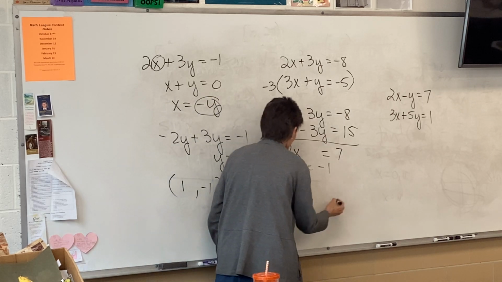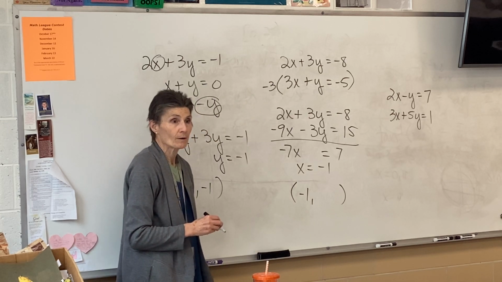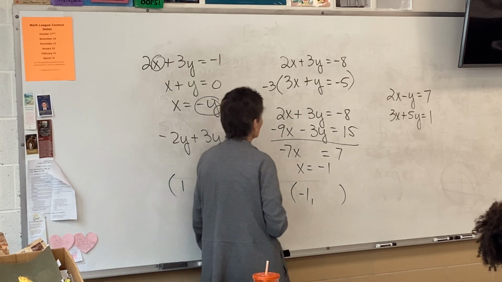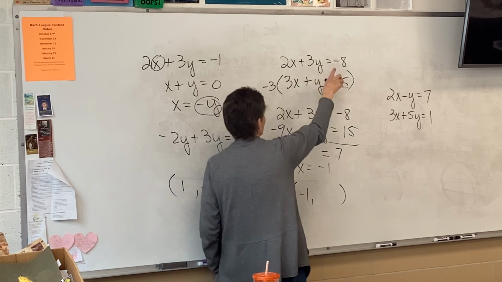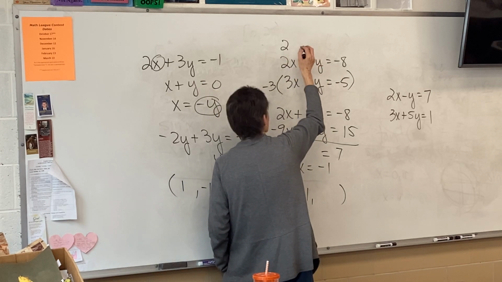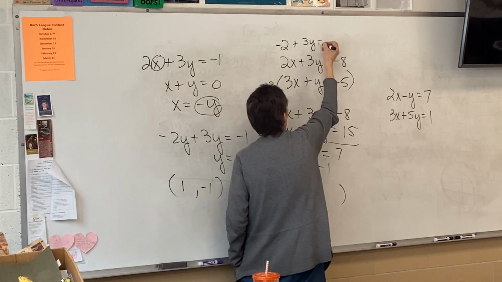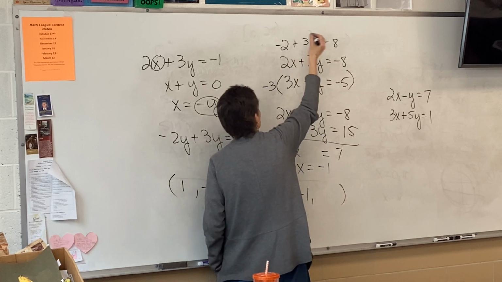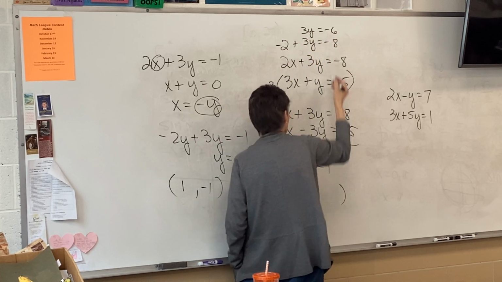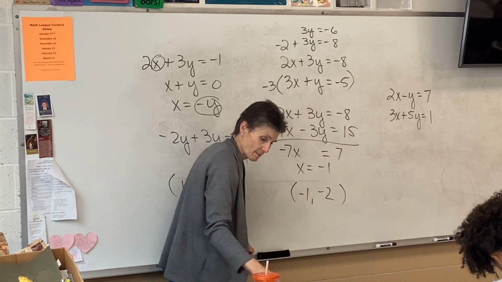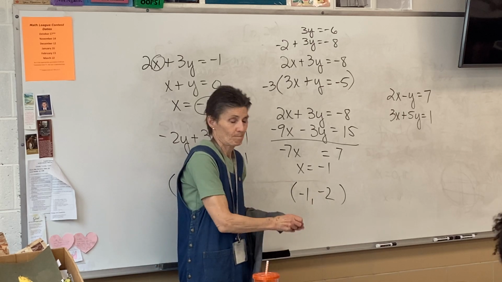And then what? Again, you're not done because you need to find an ordered pair, right? So if x is negative 1, then I'll plug it in somewhere. I'll just plug it in here. So x is negative 1, so that's going to be negative 2 plus 3y equals negative 8. I got negative 2, but I don't know about my arithmetic. Is that okay? Yeah. Everybody's happy?